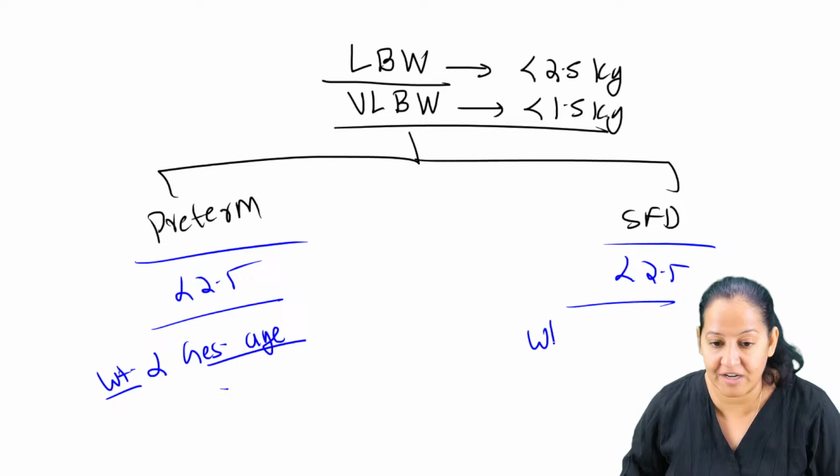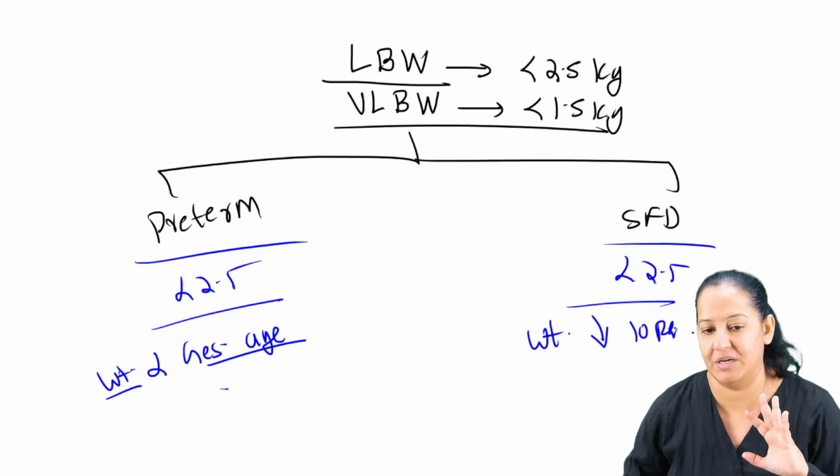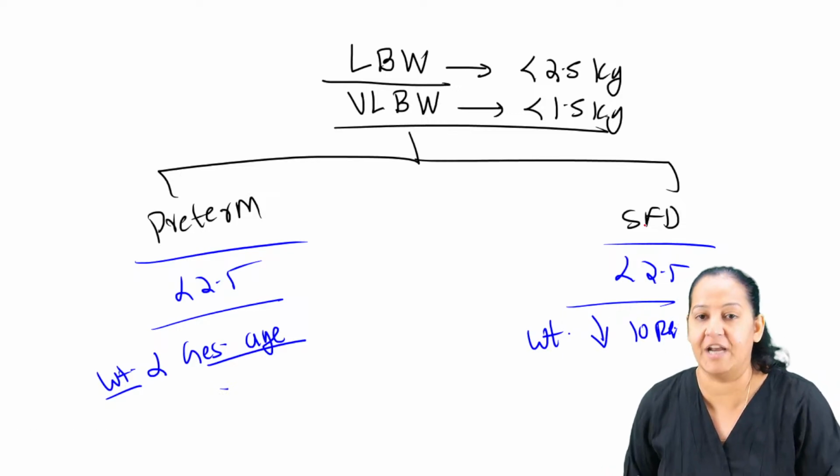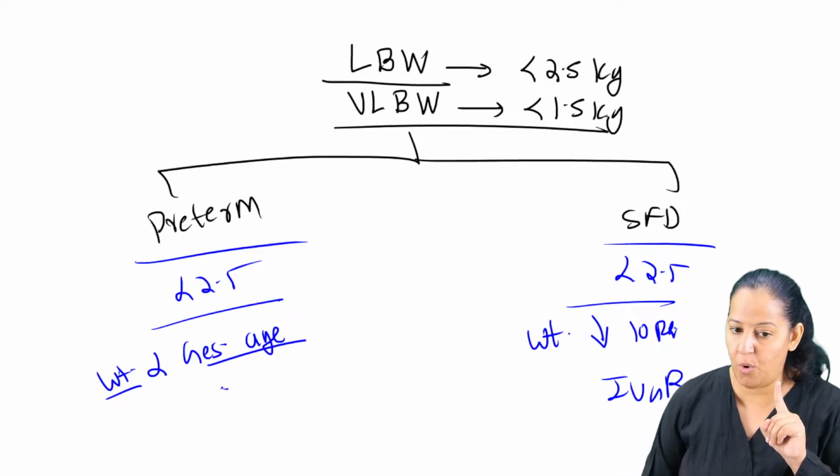the weight is not corresponding to the gestational age. Weight is less than the 10th percentile of the gestational age. So these are small for date babies. And here IUGR is there, intrauterine growth retardation is there. Here no IUGR is there.